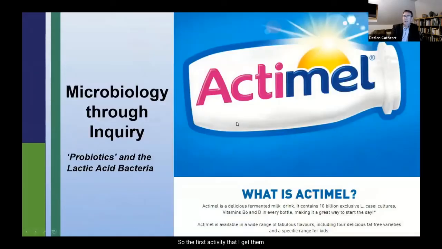So the first activity that I get them to do, they spend about 2 weeks doing this, and I give them some free rein for a while to come up with some different possible solutions for this. The idea is that I present them with a so-called probiotic yogurt, and tell them that according to the manufacturer's advertising there are 10 billion cells in this little pot of yogurt. And do they buy that? Do they think that's even possible?